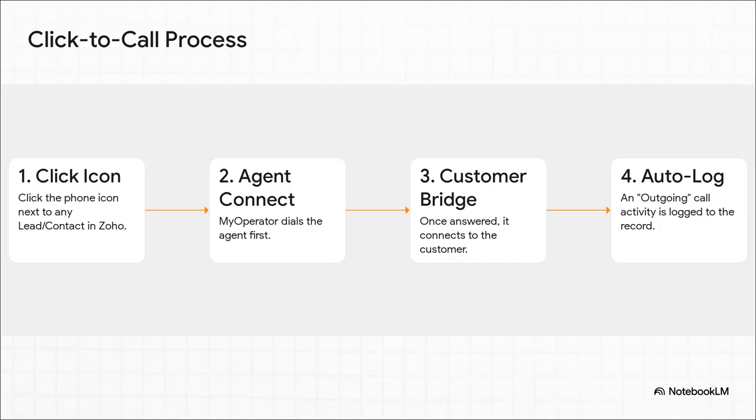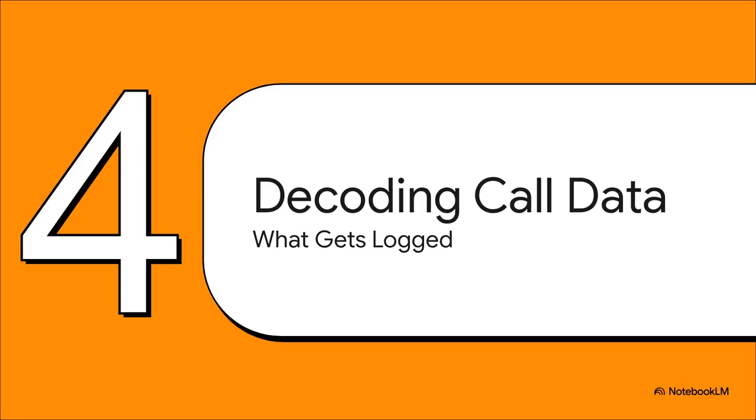This click-to-call process is just so slick. You find a lead in Zoho, you click that little phone icon, and here's the clever part. MyOperator actually calls your phone first. As soon as you pick up, it seamlessly connects you to your customer. And when you hang up, the entire outgoing call is logged against that lead's record. Zero manual entry required.